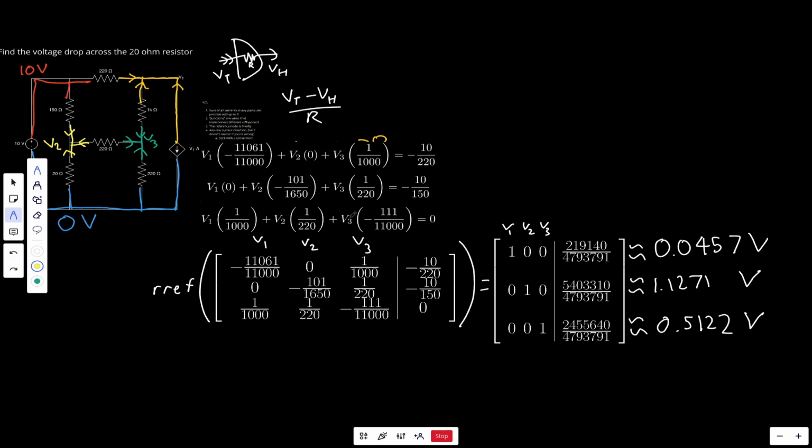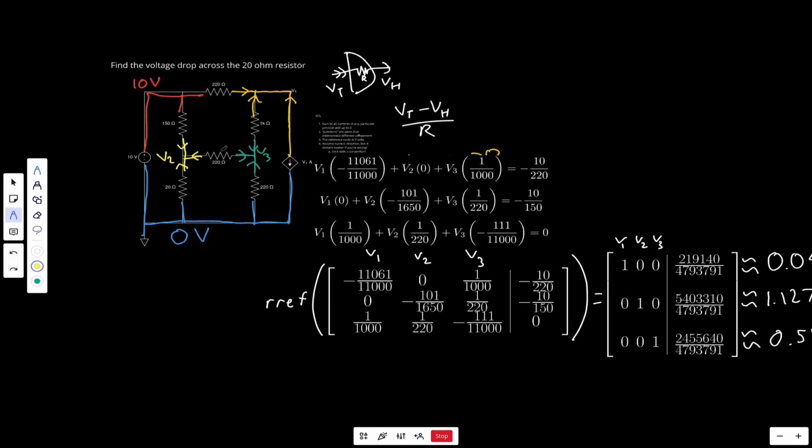Concerning the question, it's asking us to find the voltage drop across the 20 ohm resistor. So what does that mean? That means that if we were to stick a voltmeter over here, what would that voltage drop be? What's the difference in voltage between this yellow wire and the blue wire? So the difference is V2 minus whatever this blue wire is, and oh look, it's 0 volts because that's our reference, right? So therefore, this is going to be our final answer.